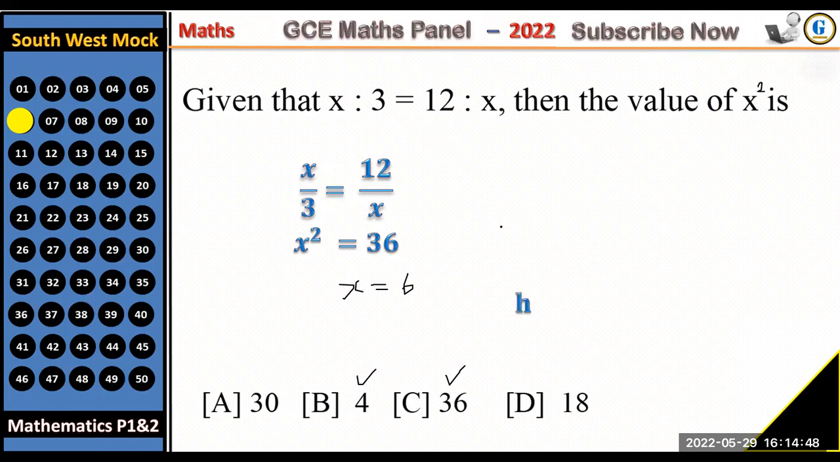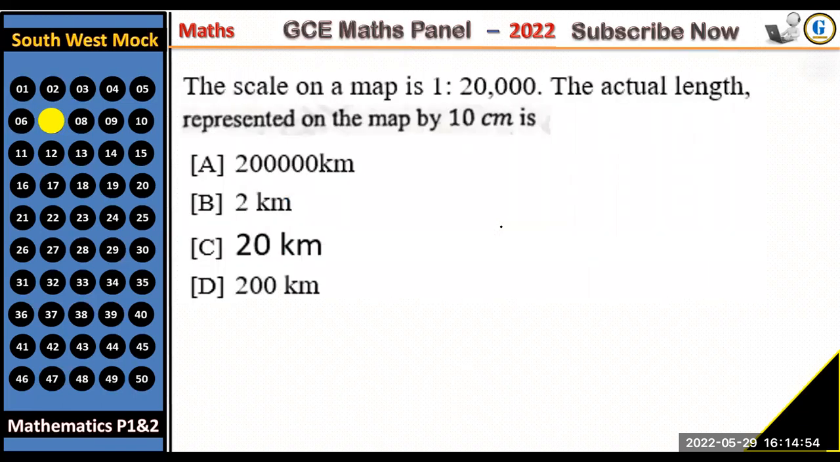Okay, the next question, question 7. The scale on a map is 1 to 20,000.